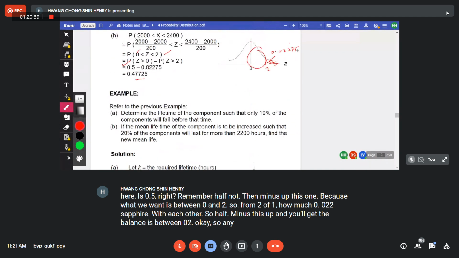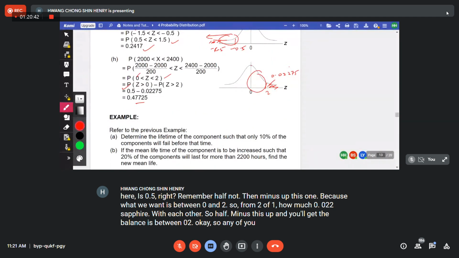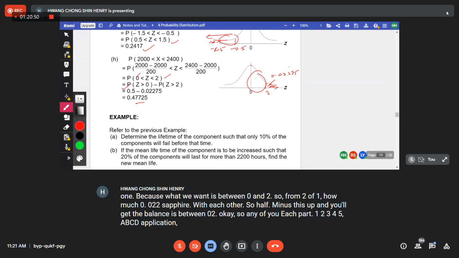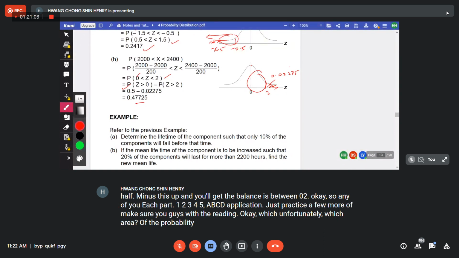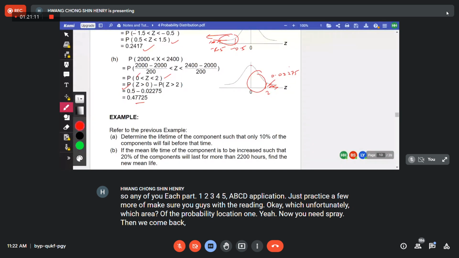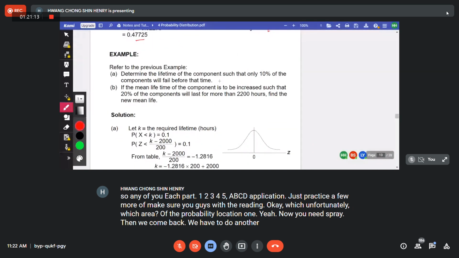Okay, so any of you need help? Which part? A, B, C, D, up to H. Which part do you need me to repeat again? Just practice a few more rounds. Make sure you memorize with the reading: which one positive, which one negative, which area of the probability the question wants. Okay, now we take a quick 5 minutes break. Then we come back, we will do another type of questions. This is also important.